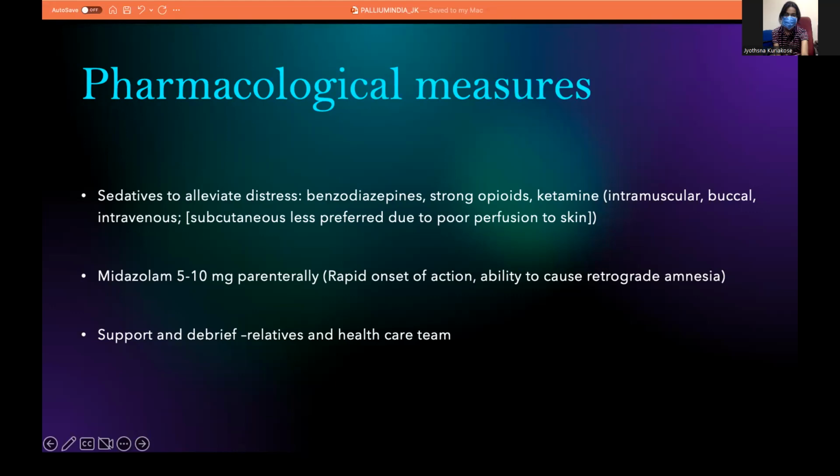Apart from all these measures, managing and witnessing such an event is highly distressing. So always remember to support the relatives, debrief after the event, and also remember to debrief with your healthcare team as well.